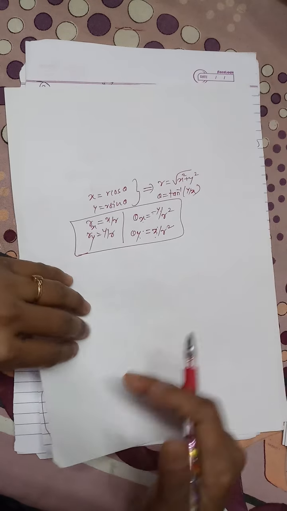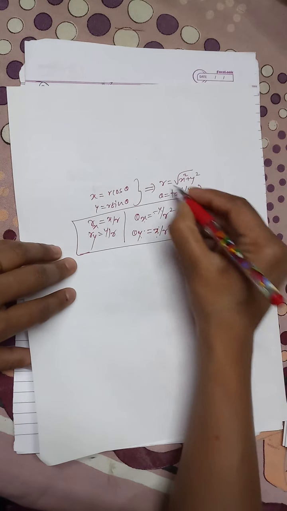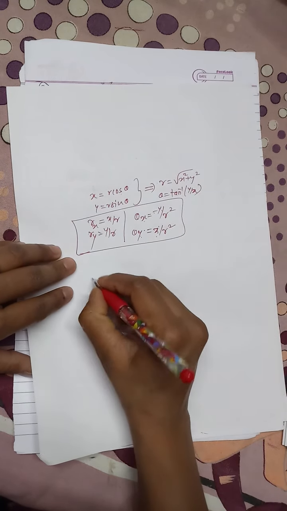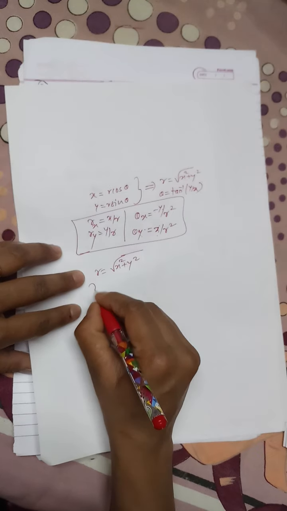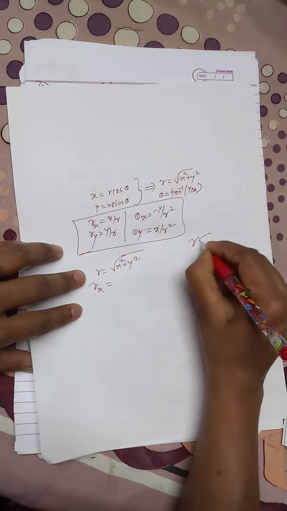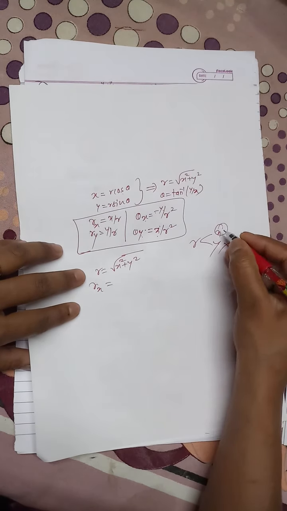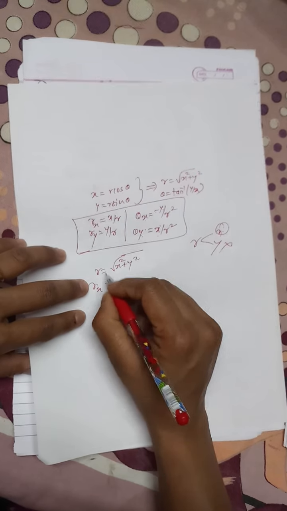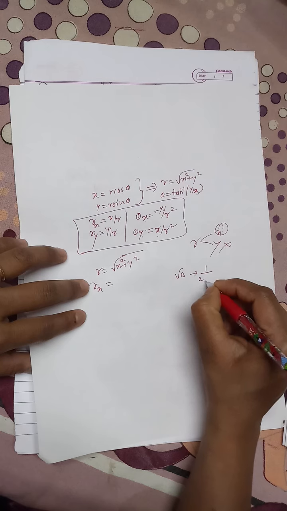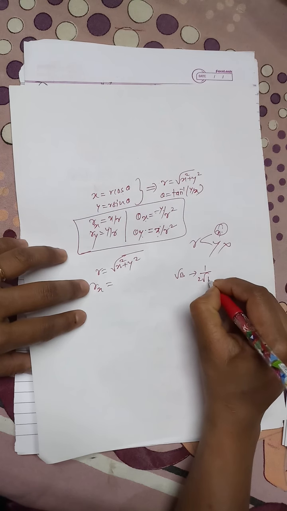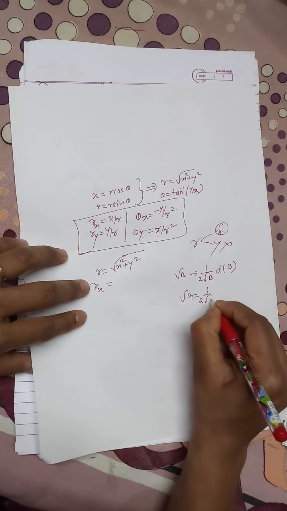You can remember it as it is, or you can find the partial derivative. So r with respect to x. r is the square root of x square plus y square, so r is a function of x and y. With respect to x, y is constant, and with respect to y, x is constant. Apply the root b derivative: the derivative of root b is 1 upon 2 root b into the derivative of b.